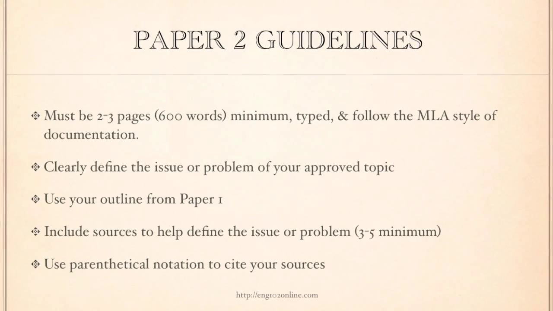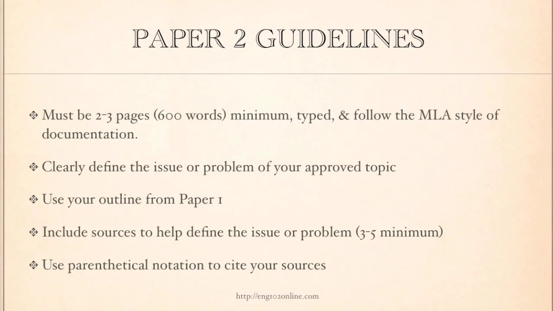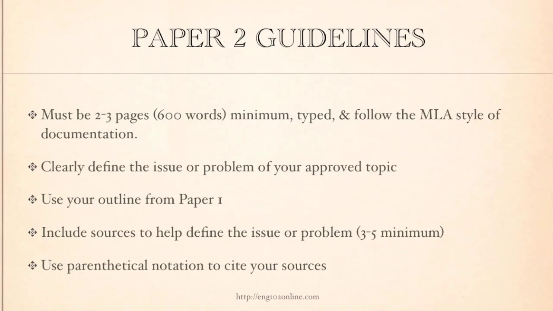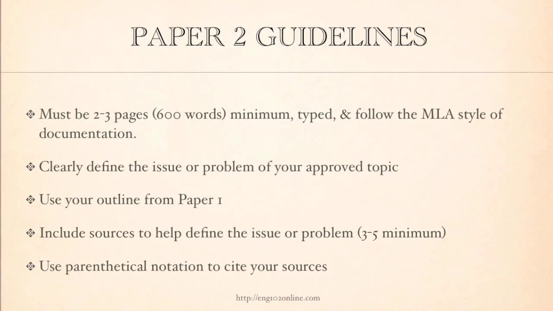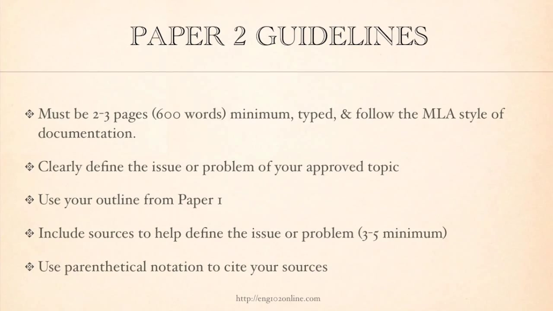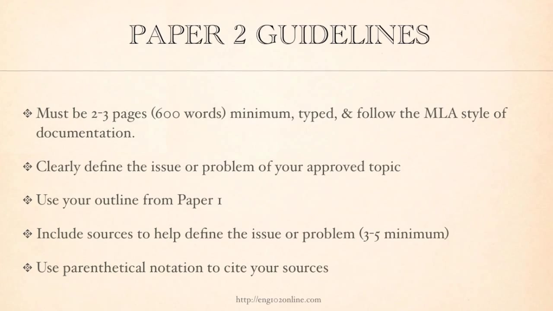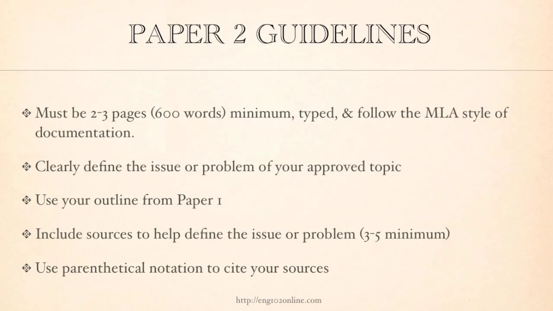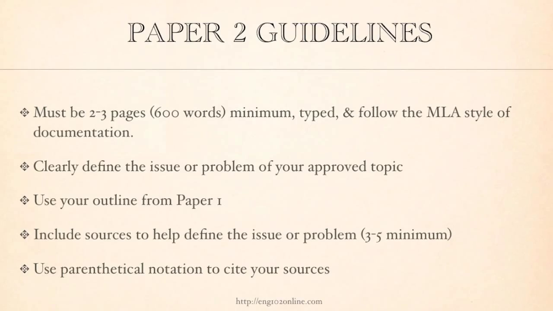Clearly define the issue or problem of your approved topic, and use your outline from Paper 1 to help guide you through this process. You also need to include sources to help define the issue or problem. That's where the synthesis comes in. You need to have a minimum of 3 to 5 sources in this paper. And then lastly, use parenthetical notation to cite your sources in the paper.